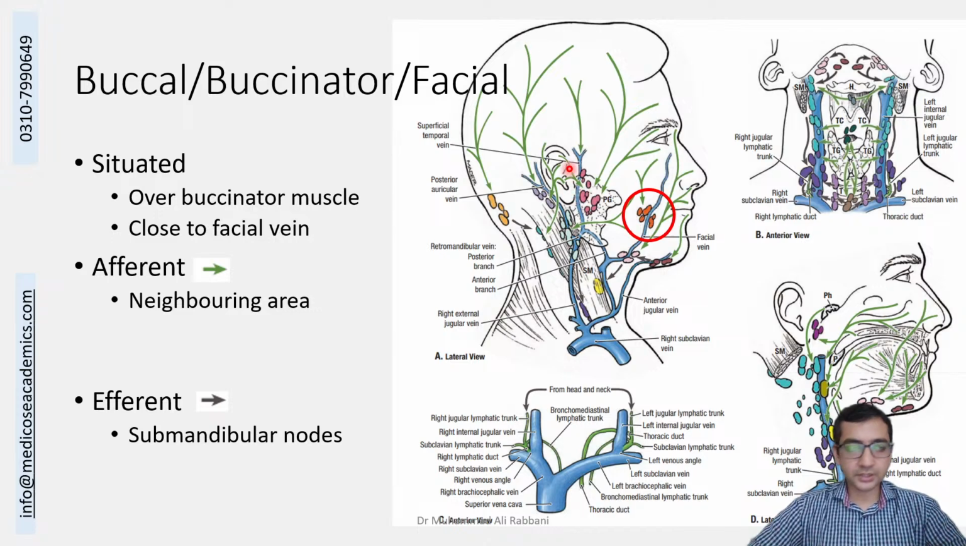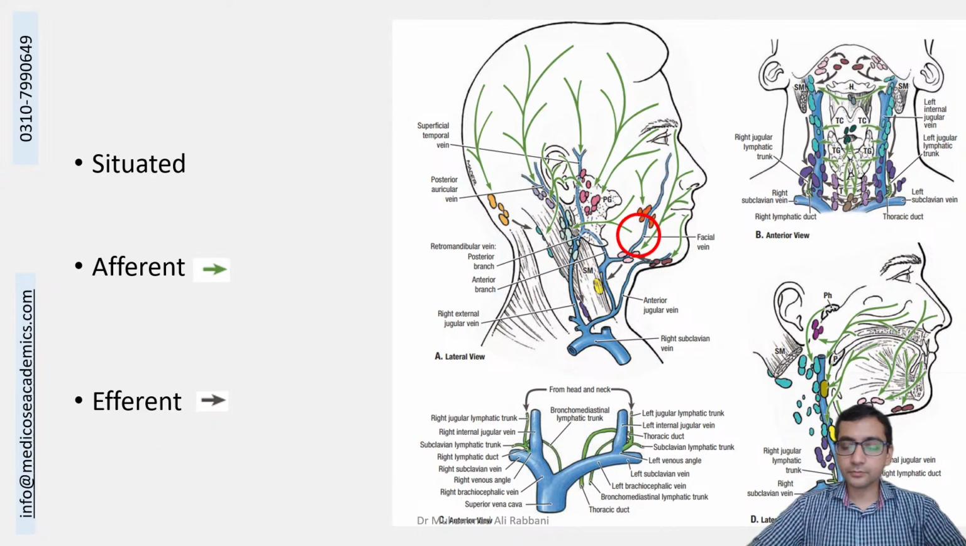Then there are the buccal nodes. There is an additional group of nodes right here on your cheek, the buccal nodes, and they are close to the facial veins. They drain part of the nose and eyes and the ear, the area that is near to it. It is draining along the facial vein down to the submandibular group of nodes.